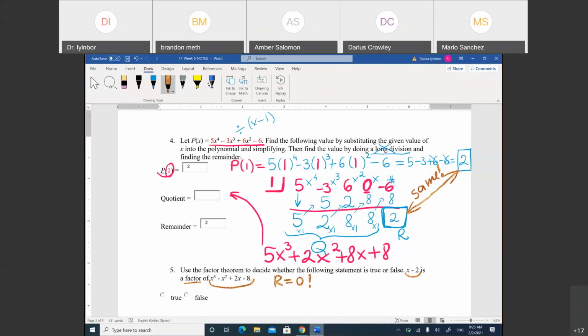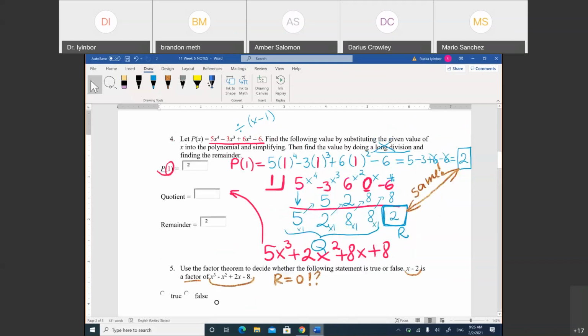So now, what you need to do here is check that. If the remainder is 0, then it's a factor, okay? So that's what you need to check. And how can you check that? You can do synthetic division and see what your remainder is. Or what else can you do? You can plug in the number from the table. You can do the first way when you plug it in.